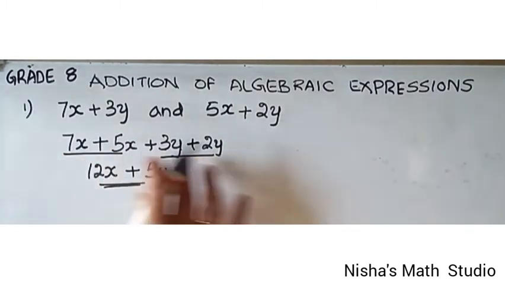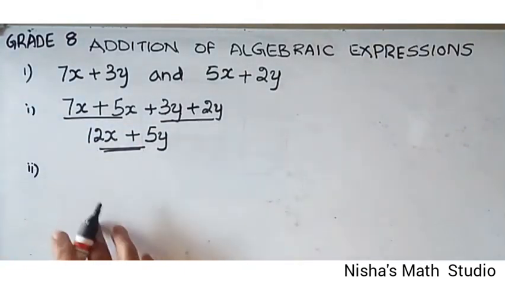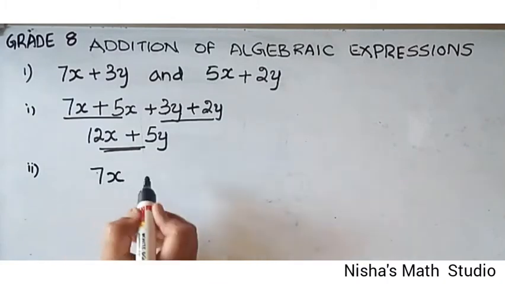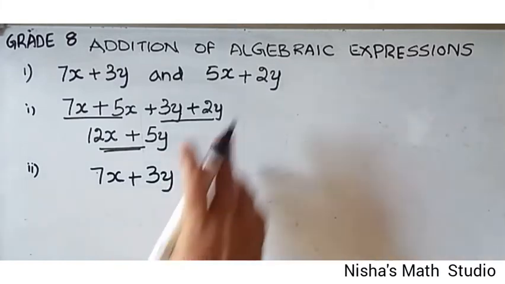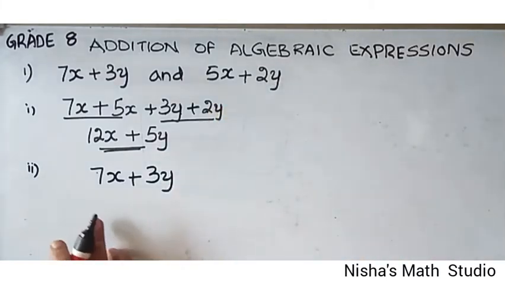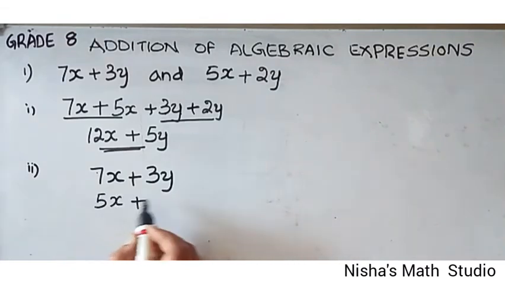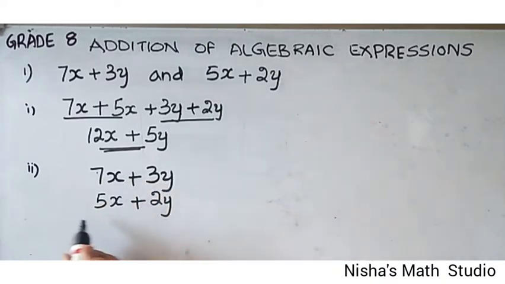Now instead of writing it in a single row, the second method is you can write it in different rows. The same question. First expression to be written as it is 7x plus 3y. When you write the second expression, you have to write it in one more row. But the care to be taken that all the like terms are arranged one below the other. So 5x should come under 7x plus 2y. So in this column you have the like terms, in this column you have the like terms.